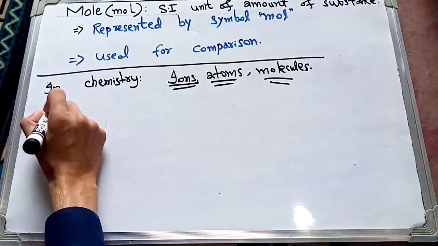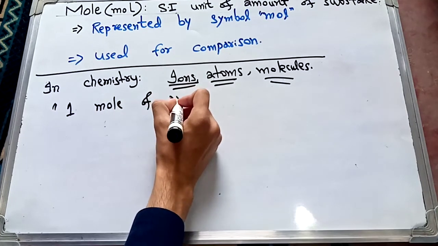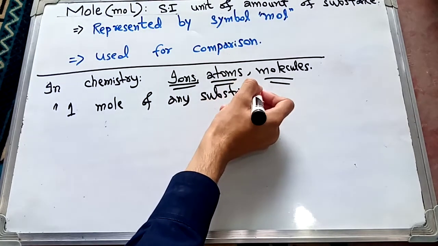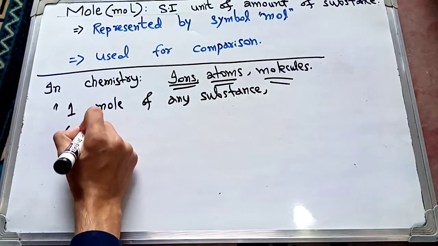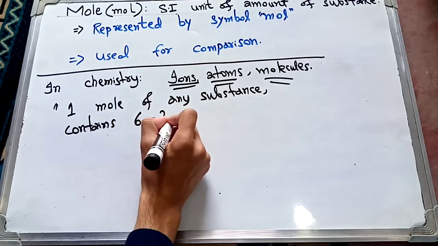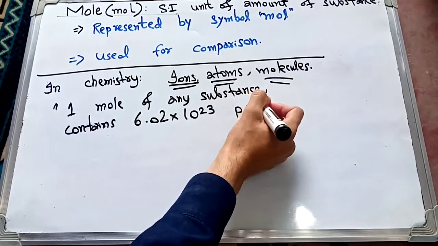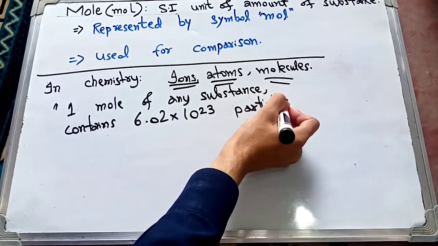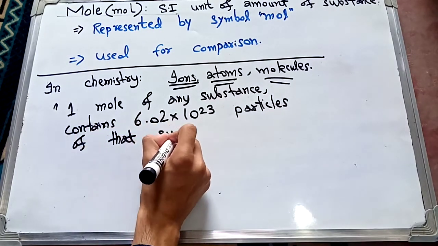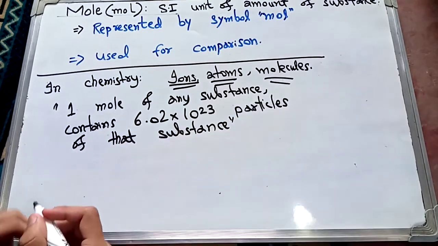1 mole of a substance, 1 mole of any substance contains 6.02 multiplied by 10 raised to power 23 particles of that substance. And these are the particles which make that substance.